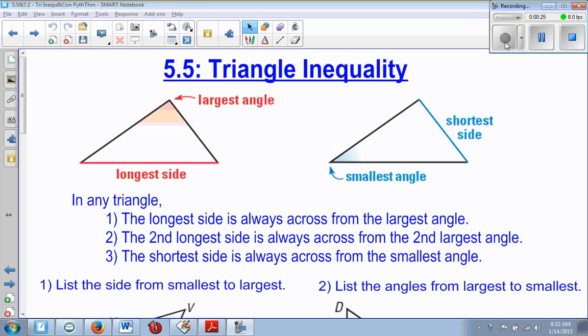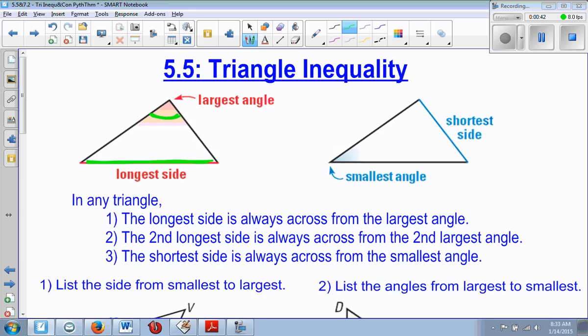What I mean by that is, anytime we're looking at a triangle, the largest angle and largest side are always across the triangle from each other. So in the first triangle shown here on the left, the angle up top and this side on the bottom match together as largest angle and largest side. That will always happen in a triangle. Same thing if you look at the triangle on the right-hand side. The smallest angle and the shortest side are always across the triangle from each other.